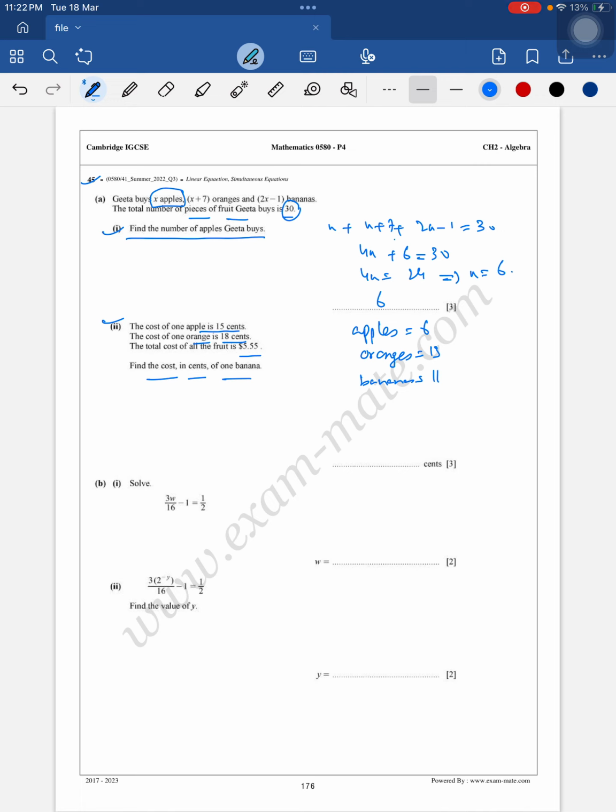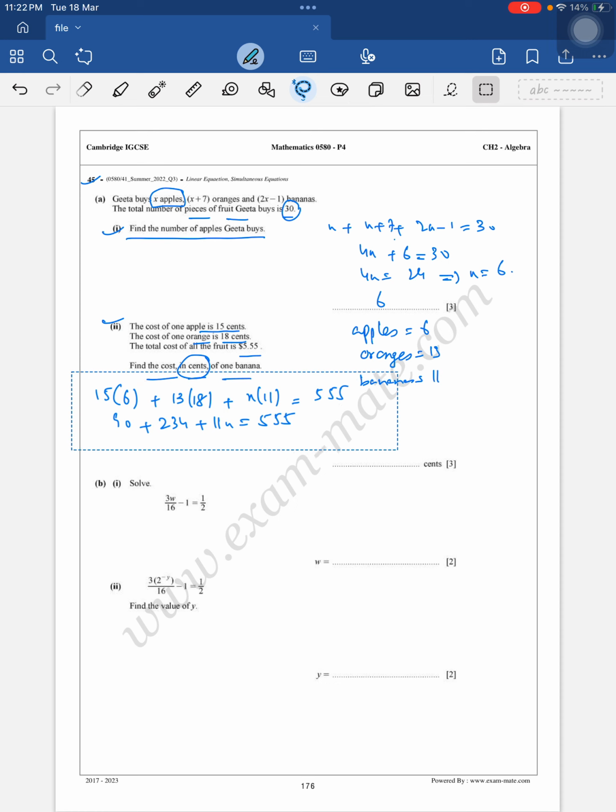So 15 cents multiplied by 6 apples, plus 13 oranges multiplied by 18 cents, and I don't know the price of a banana which I need to take out, so x, the price of a banana, multiplied by 11, and the total which he has paid is $5.55. Since we are dealing with cents, 5.55 into 100 is 555 cents. 15 into 6 is 90, and 13 into 18 is 234, plus 11x is equal to 555 cents.